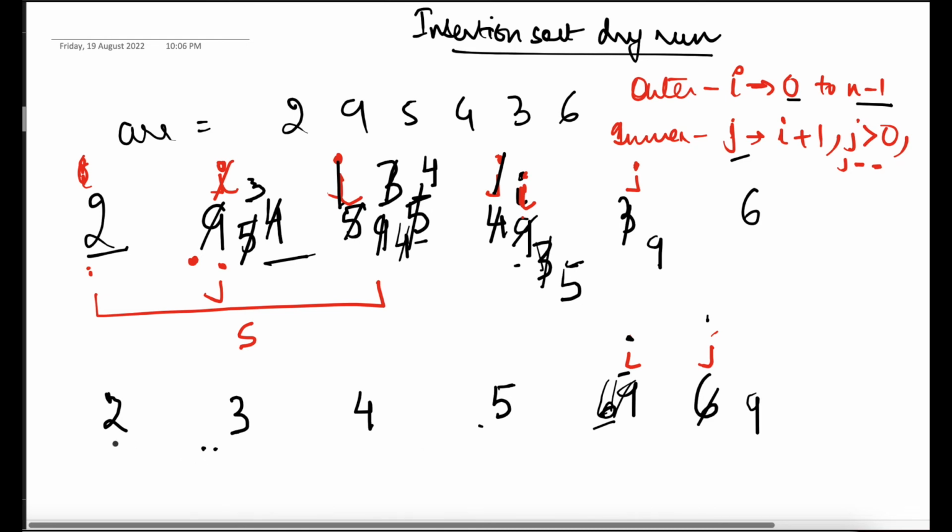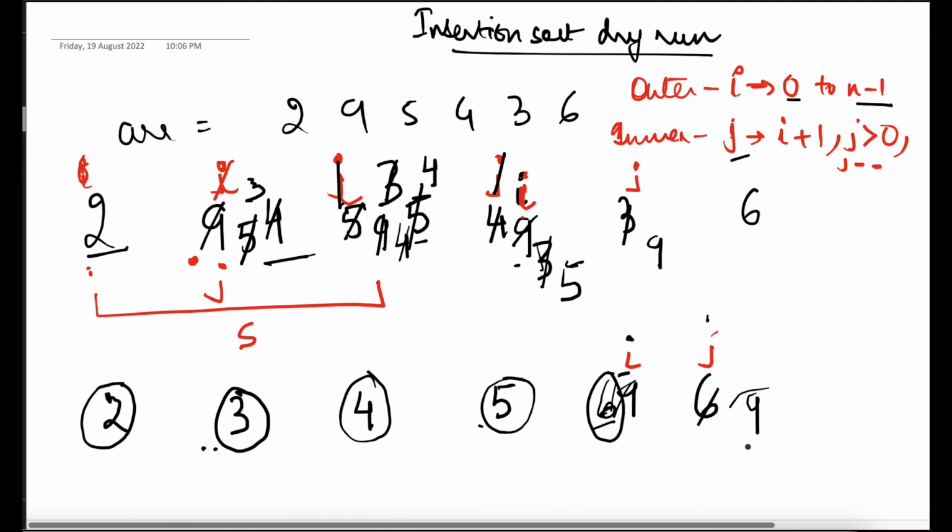Now this is the sorted array. We have 2, 3, 4, 5. Here we have 6 and 9. So yeah, that's all about the dry run for this algorithm. Now let's see the code for this.